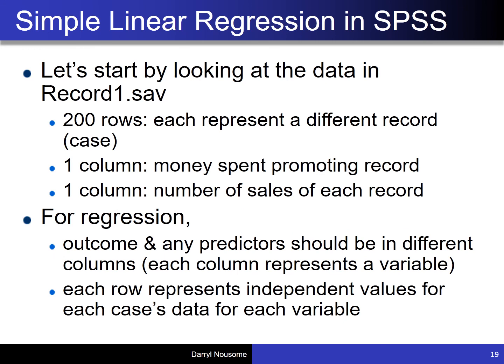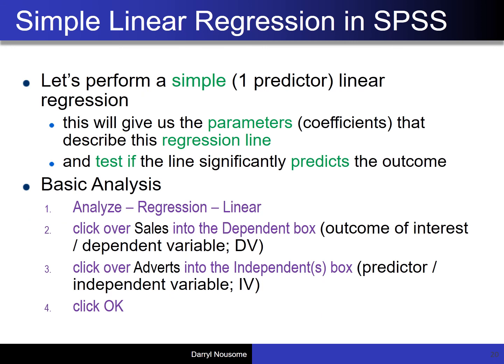Go ahead and look at the data in record1.sav, and you see that there are 200 rows, each representing a different record. One column is the money column, and the other column is the number of sales in each record. So for regression, the outcome and any predictor should be in different columns. We saw that in correlation as well, right? Each line represents an observation, and those things are tied to each other: that one ID's sales represents their money, and that's the same ID that represents the same person, okay? So this is pretty straightforward on how to run it.